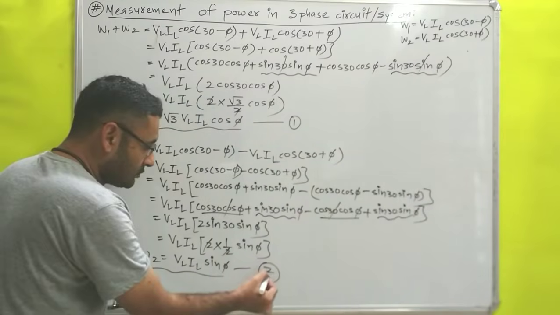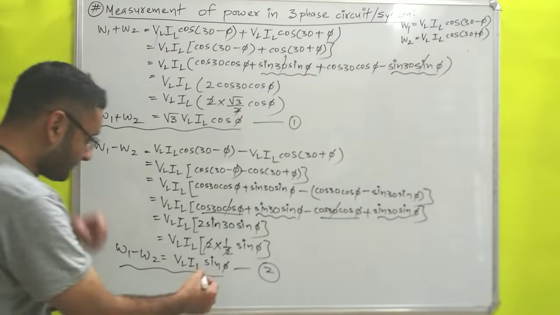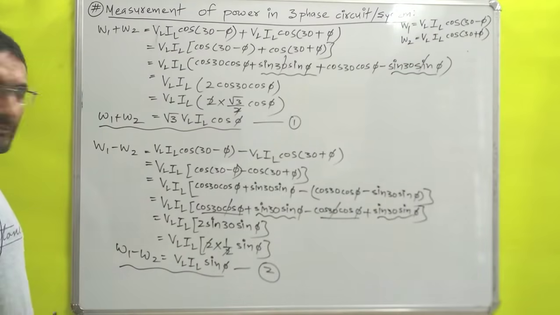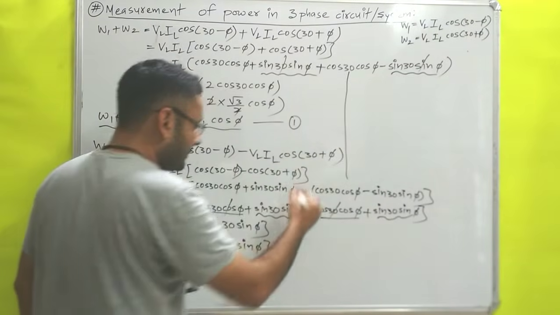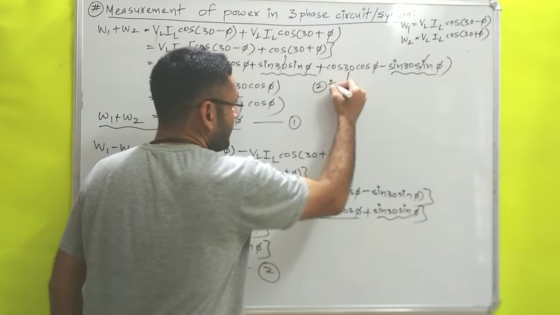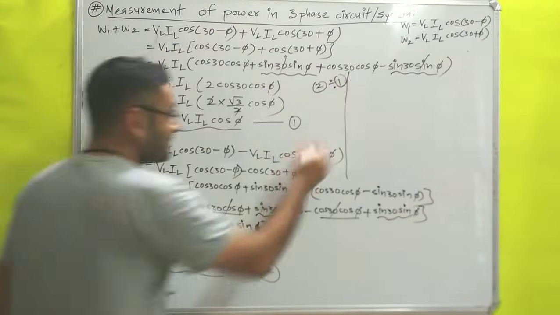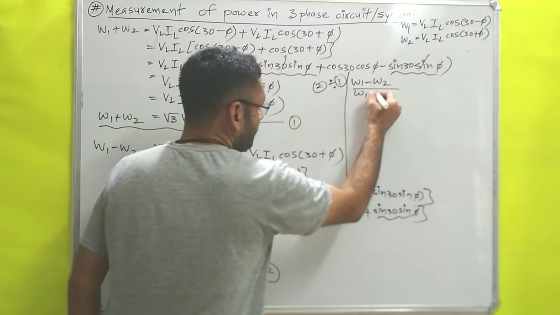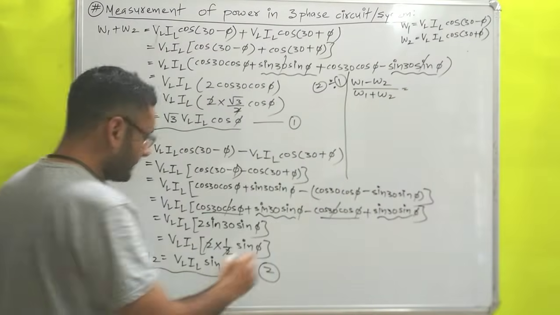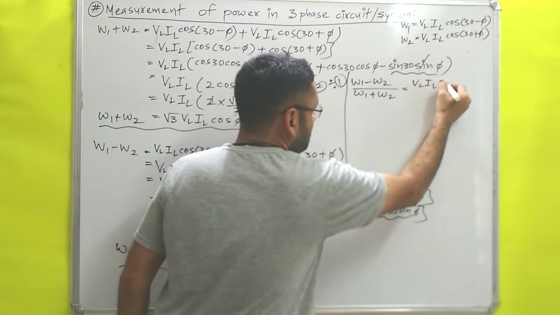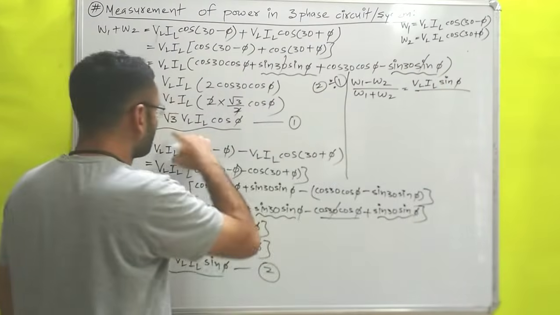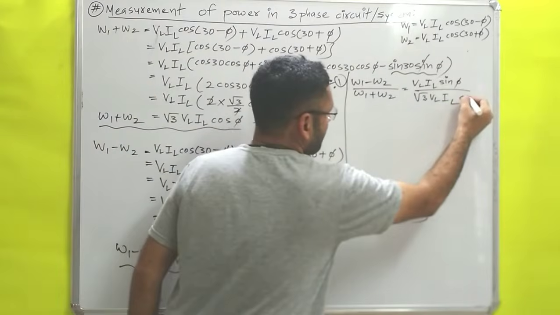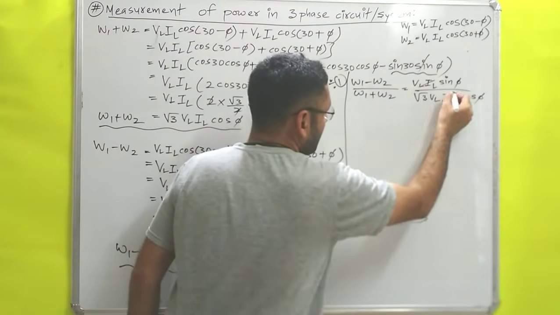Okay, now what will we do? We will divide 2 by 1. Why? Because if you divide sin 5 by cos 5, you will get tan 5, and that answer we want. So over here I will write 2 divided by 1, that means (W1 minus W2) divided by (W1 plus W2) is equal to VL IL sin 5 divided by root 3 VL IL cos 5. So VL IL will get cancelled.